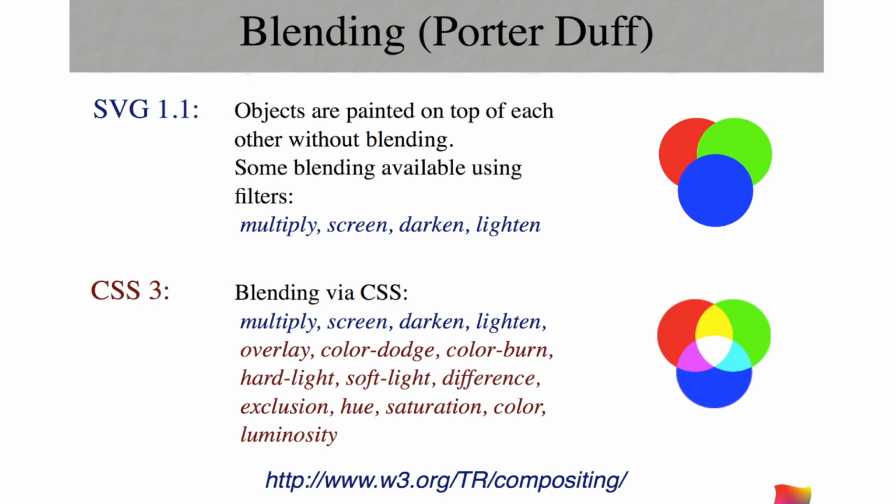So right now, you can only use compositing in Canvas and not SVG. So let's get to blending, because that's a little more exciting, because there we see progress in implementations. In SVG 1.1, objects are painted on top of each other. There's some blending available using filters: multiply, screen, darken, and lighten. But now in CSS3, we have additional blending modes, and you can do it via CSS.